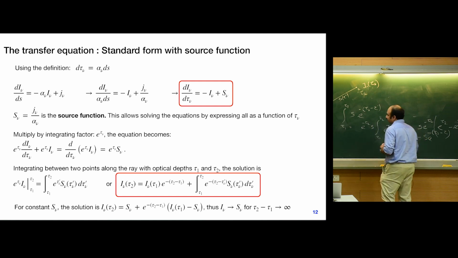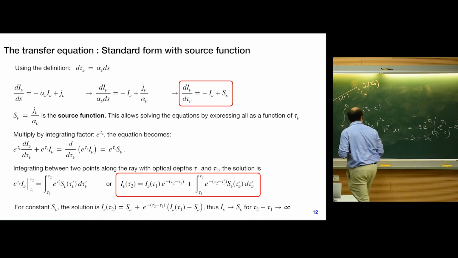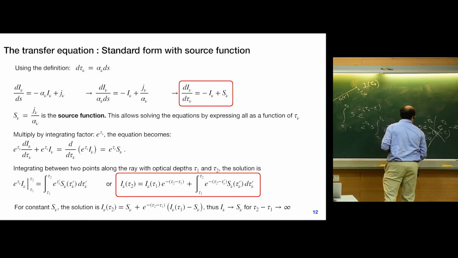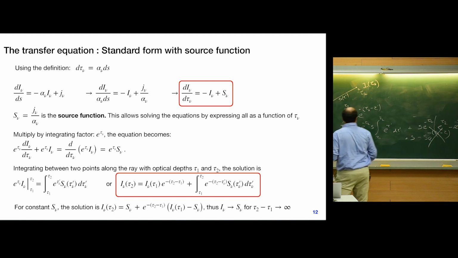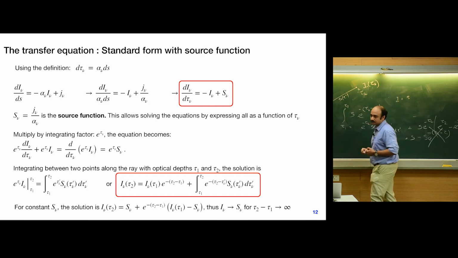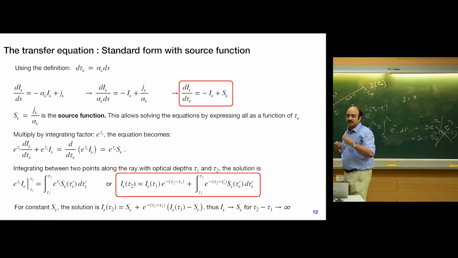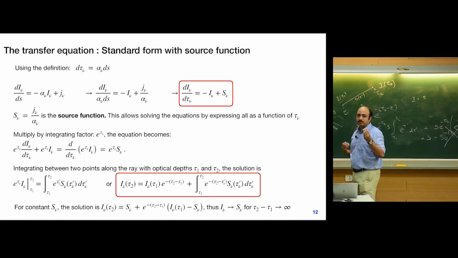Now I'm assuming that tau 2 minus tau 1 is infinity, which is the optically thick limit, or tau 2 goes to infinity. So we are deep inside. If this is the starting point of the surface, and a ray is coming like this, we are deep inside the surface. So this term vanishes. The first term also vanishes. So what we are left with is I nu equals the source function. So for an optically thick system, where you are deep inside the system, the intensity is the same as the source function at that point.